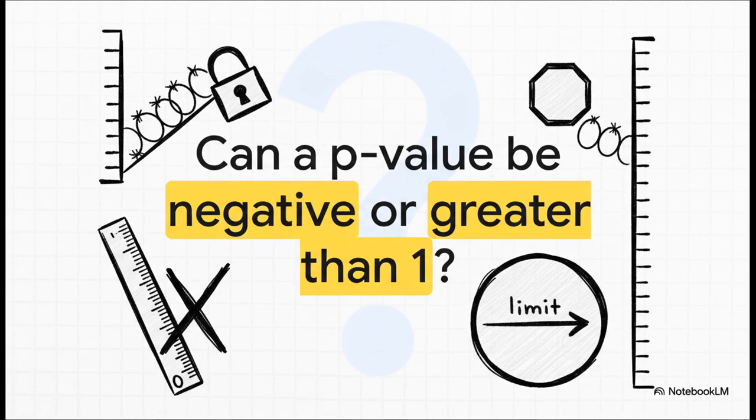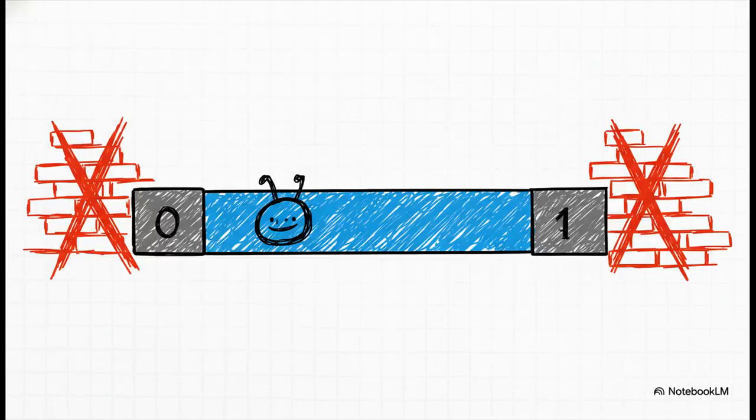All right, what about the technical side of things? Are there any hard limits on what this number can even be? And this is a hard and fast rule. Because a p-value is just a probability, it can never be negative, and it can never be greater than 1. If you ever see a p-value outside of that 0 to 1 range, it's a giant red flag that somebody made a mistake in their calculations.